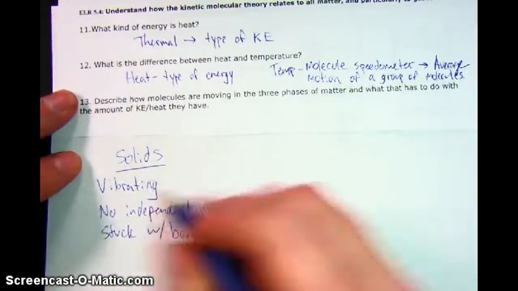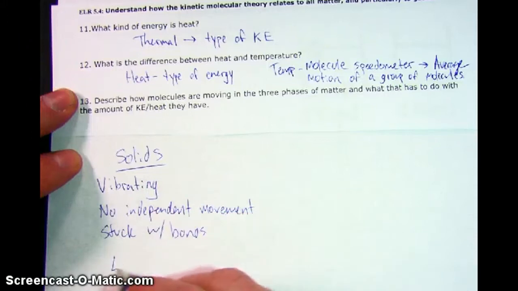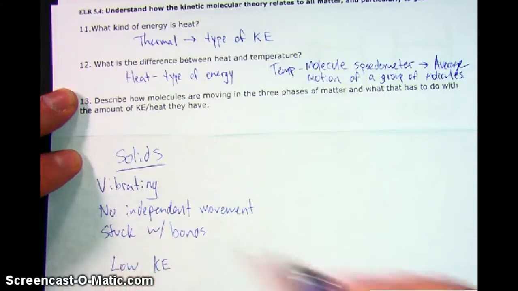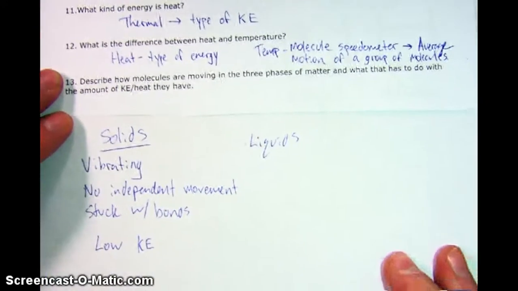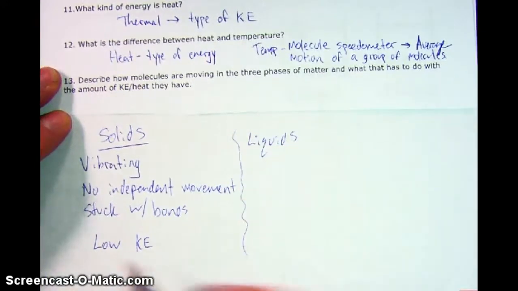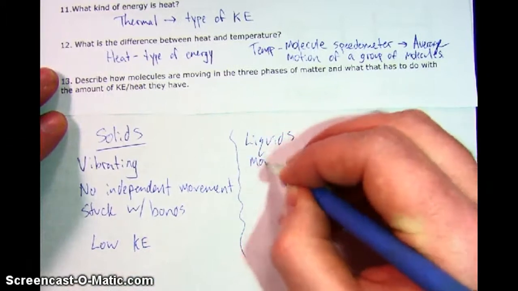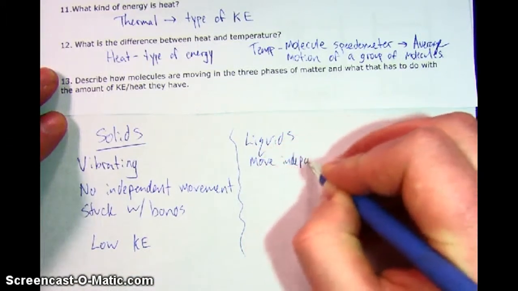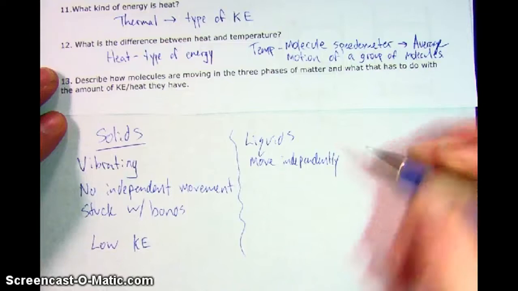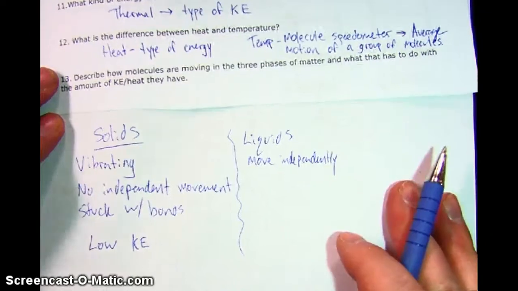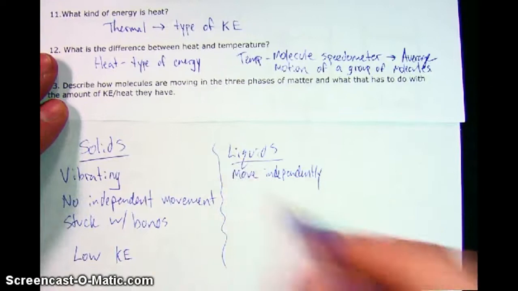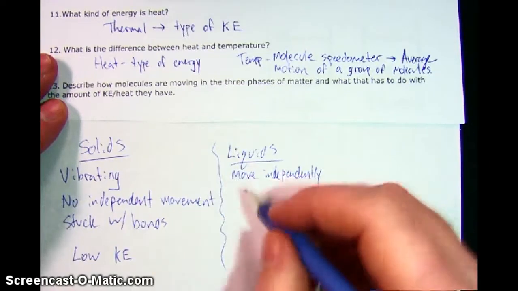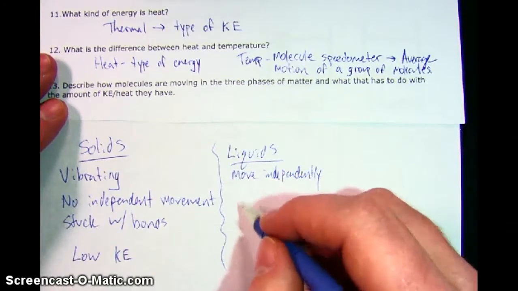Okay, so because of this, they're still moving. What that means is that they have very low kinetic energy. Liquids, on the other hand, have broken free of the bonds that are holding together the solids, and they can move independently. Because they have more energy, they are also vibrating much stronger. They're vibrating faster, and they're moving independently of each other. So they have some movement, but they're still stuck within range of each other.